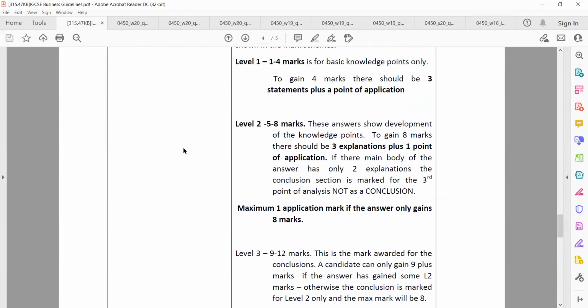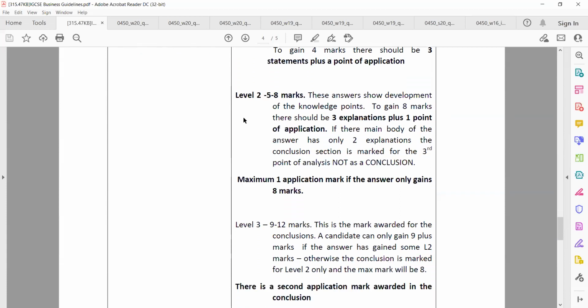If your answer is a level 2, meaning you have shown analysis. For example, suppose we take the highest marks of level 2, which is 8. If you get 8 marks, it means the 3 statements have been given an analysis. The 3 knowledge points have been given an analysis plus 1 more application. So in total, how many? 2 application, and then 3 statements supported with one analysis, not necessarily 1 sentence, but 1 analysis.